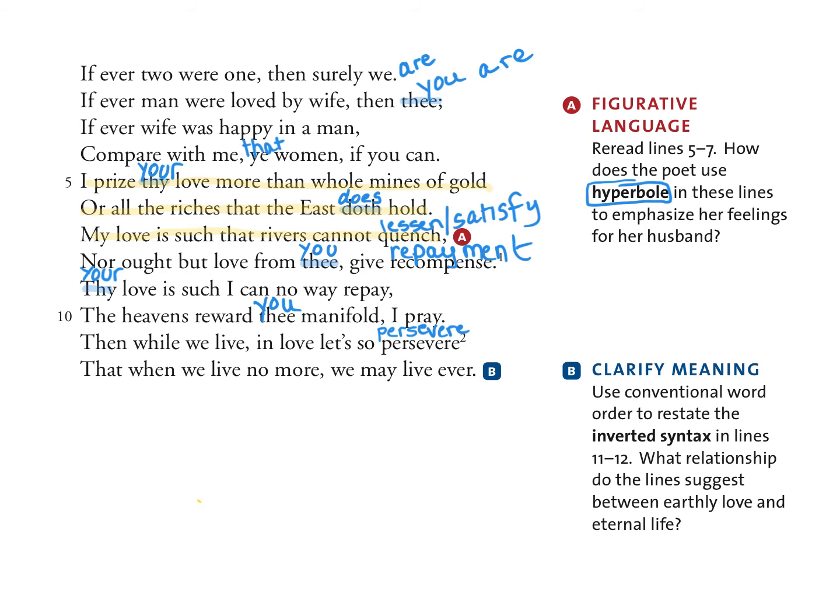And at the end, use conventional word choice for lines 11 and 12, and those are just the last two lines that I at least remember. Okay, she says, then while we live in love, let's so persevere. Let's keep on persevering while we live in our love, so that when we live no more, we may live forever. So what does that line suggest about earthly love versus eternal love? And again, you can look at your notes. We said that she believes that love can live on after death. Okay, we said that in class.